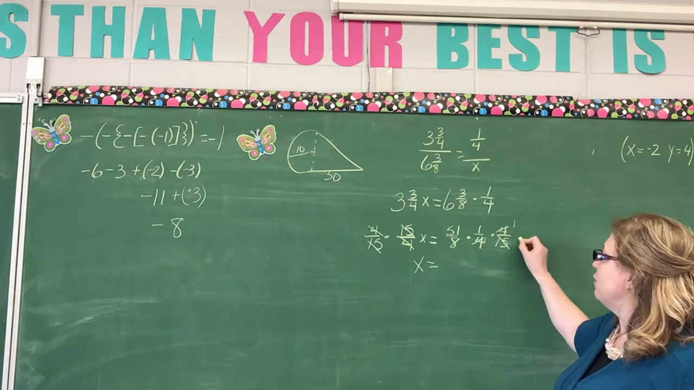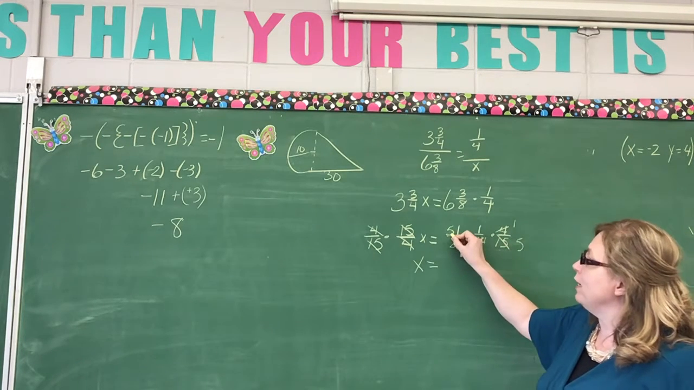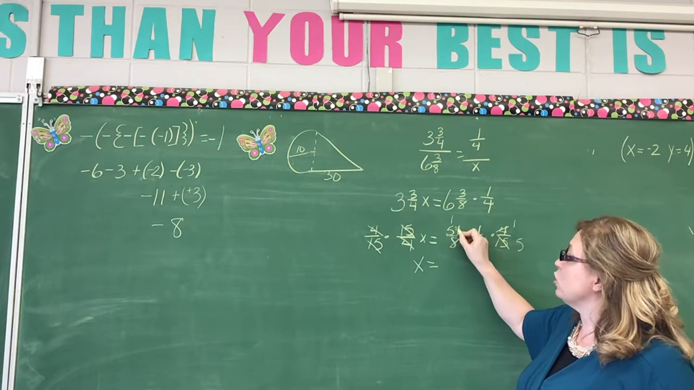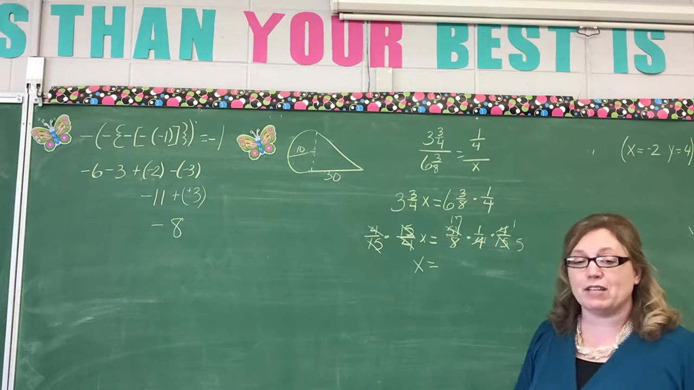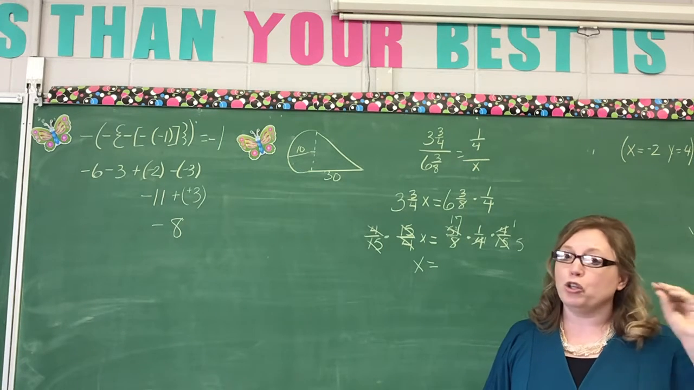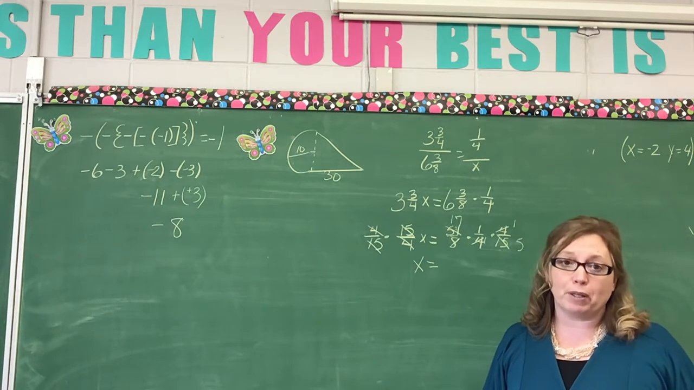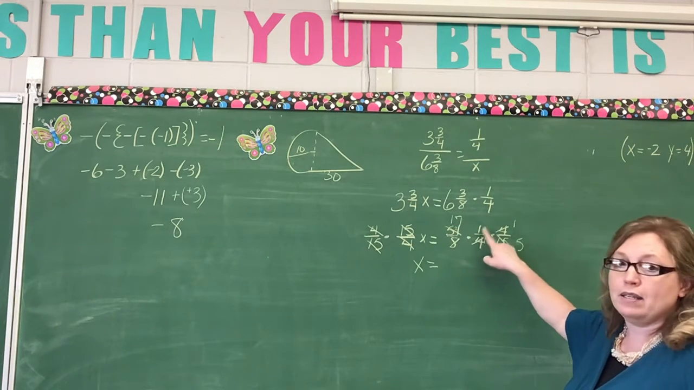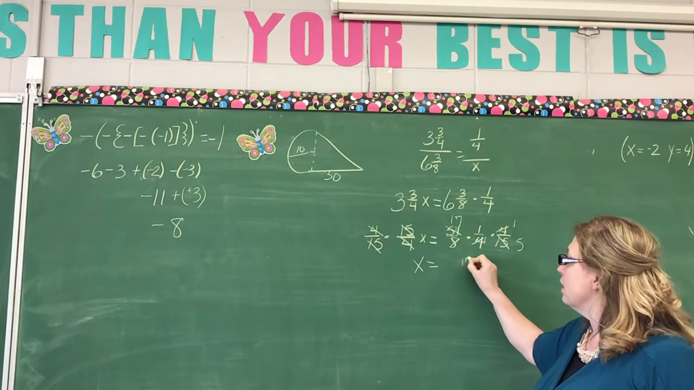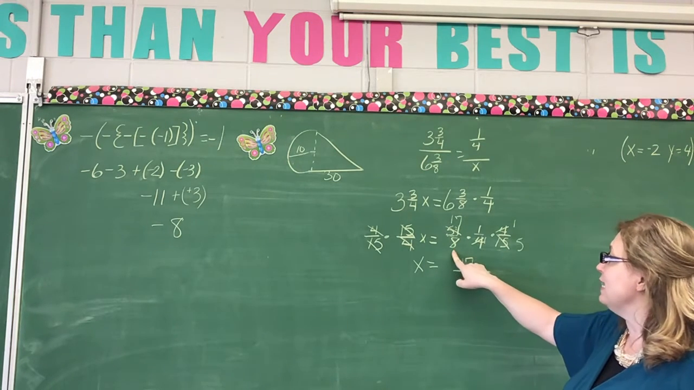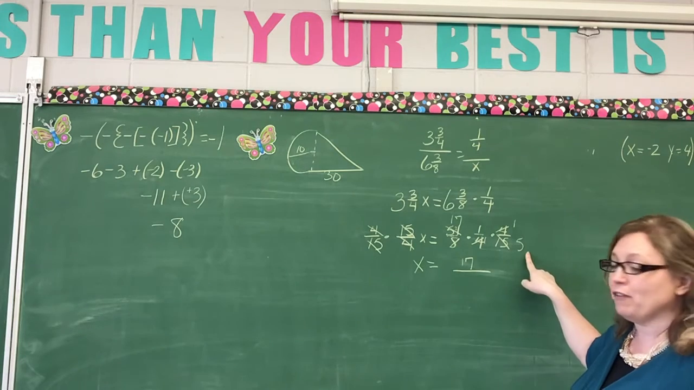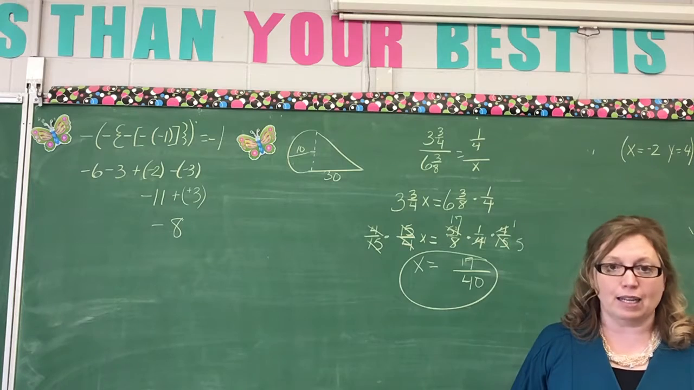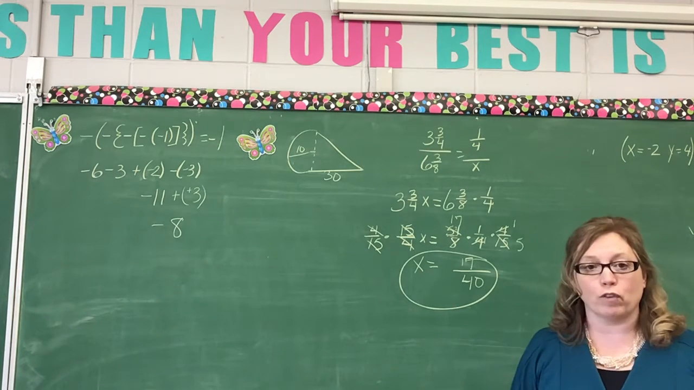Well, 3 goes into 15 5 times. 3 goes into 51 17 times. Okay, remember, you look for ways to use your divisibility rules. That's why we learned them early on in the year. 17 times 1 is 17. And 8 times 1 times 5 is 40. So our answer, x equals 17 over 40.